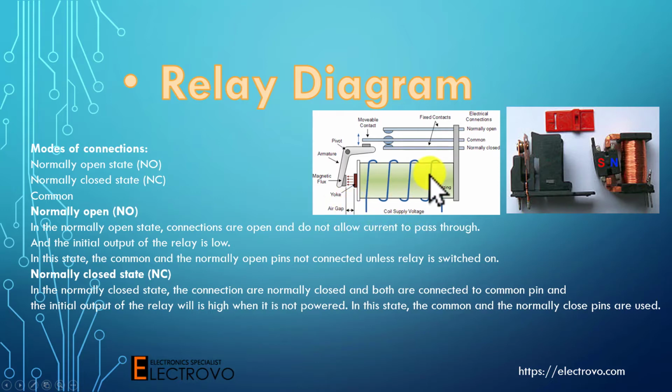So when we give current, it will trigger this arm, and it will close the connection between normally open and common. So here is the physical shape of it. You see it has a coil and it has a mechanical system.